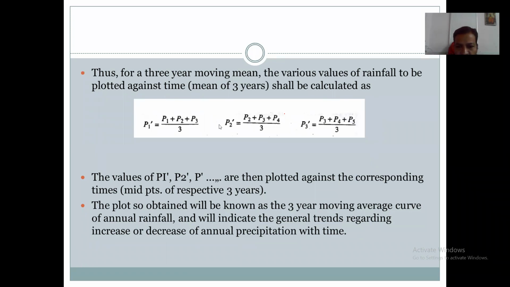That is given by this formula. P1 hash is equal to (P1 plus P2 plus P3) by 3. That is the average annual rainfall for these 3 years. In this way, P2 hash is calculated as (P2 plus P3 plus P4) by 3, and P3 hash is equal to (P3 plus P4 plus P5) by 3. In this way, for every 3 years, the rainfall data is calculated.